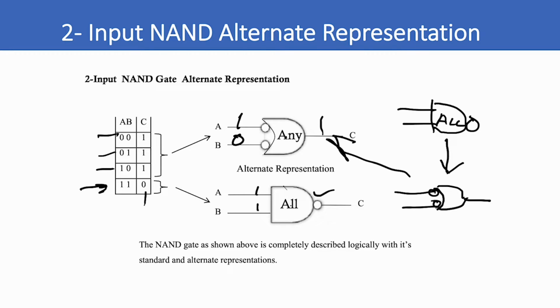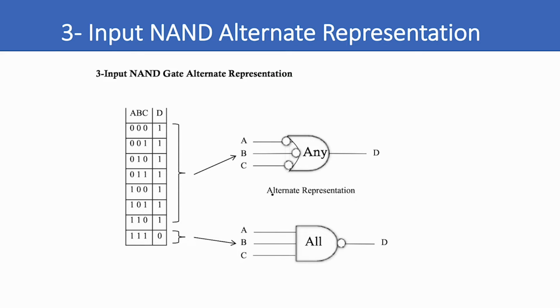So this is still a NAND gate, but it is an alternate logical representation that helps us understand exactly what's going on for these three cases, because we can look at this alternate representation and see that when any one of these are low, because it's an any gate, the output's going to be high, and that's in these three cases. And alternatively, for the other NAND gate representation, it says that all inputs are high. When all inputs are high, the output's going to be low.